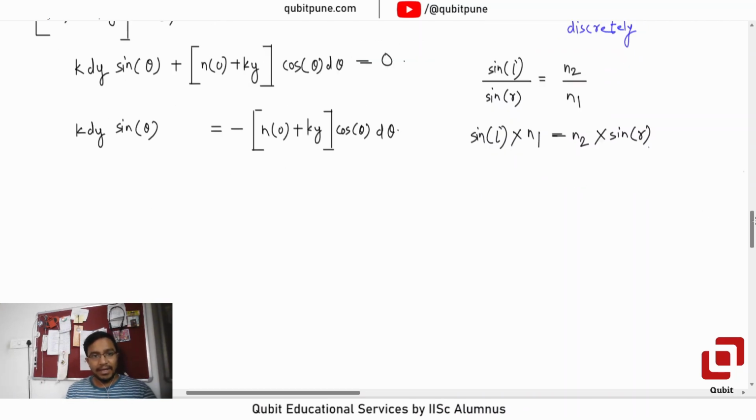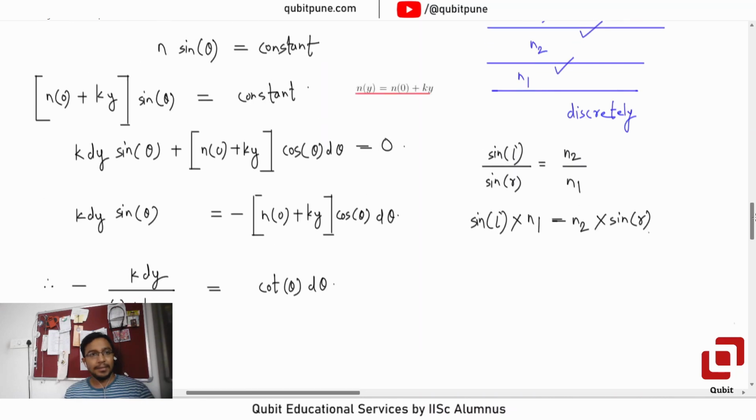Now we are yet to integrate. So let us bring that negative sign here. Let's write k dy there, (n0 plus ky) here, and on this side it would be cot theta d theta.